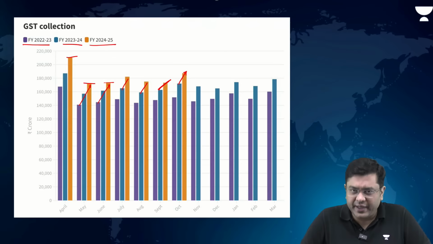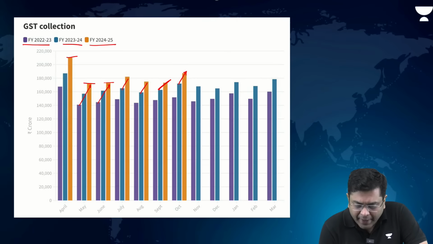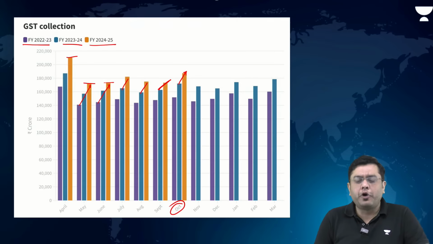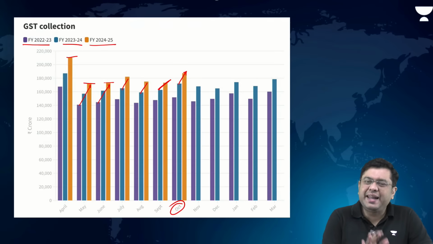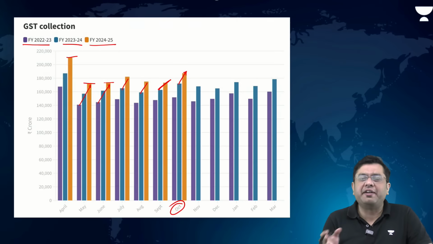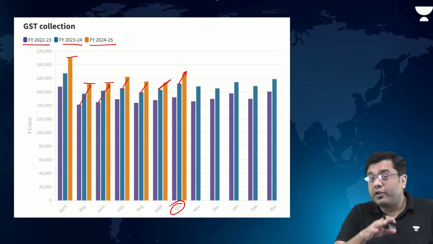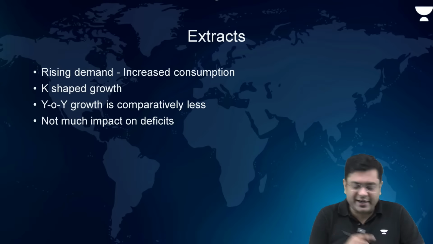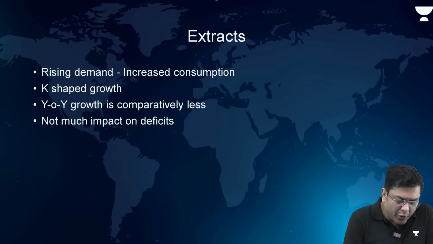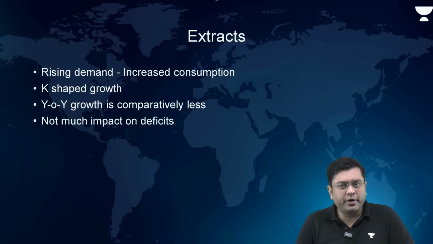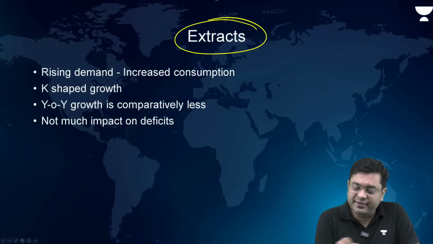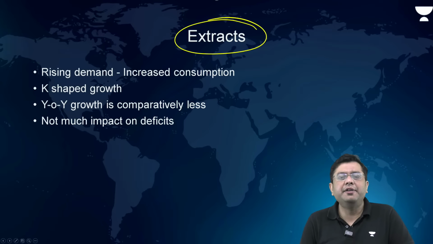So that is a good sign. By the way, the data that you see for October here indicates the collections which would have happened in the previous month, that is, September. Now, there are certain things that we can extract out of it. Remembering the data pointers here is futile, not required. So what are the extracts that we can derive from this particular chart?